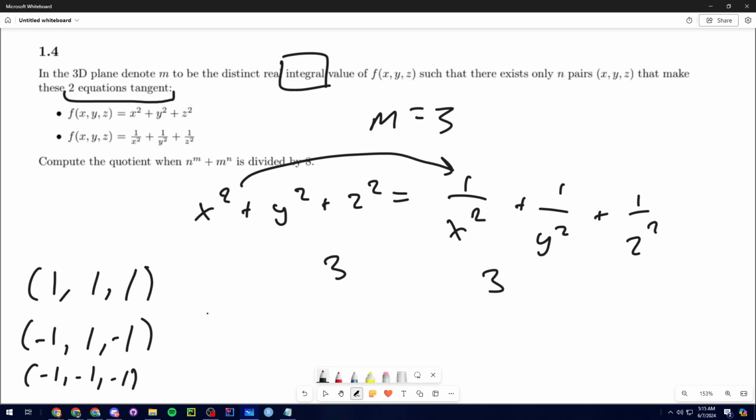How many choices do I have for the first one? I have 2. It's either negative 1 or 1. How many choices do I have for the second one? Also 2. And how many choices for the last one? It's also 2, right?